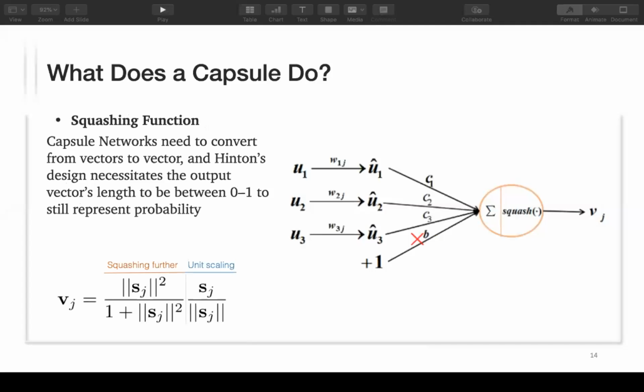Okay. So the squashing function looks like this. It is comprised of two parts: the squashing part and the unit scaling part. The unit scaling part is to preserve the vector orientation, and the squashing part is to resize, to make the vector size between 0 and 1.